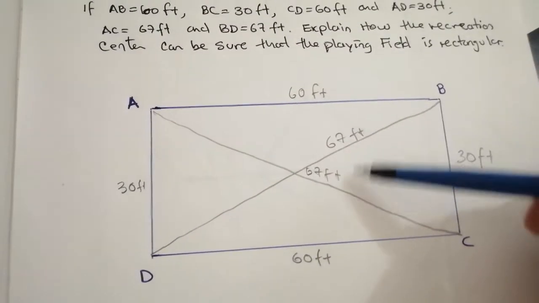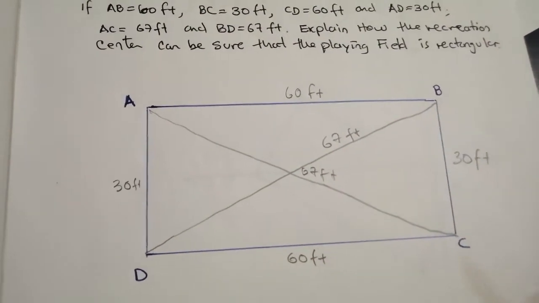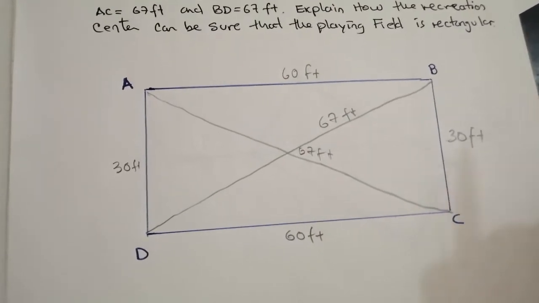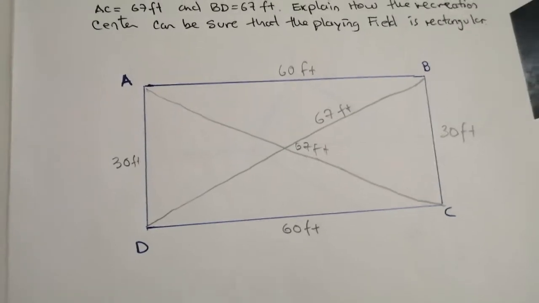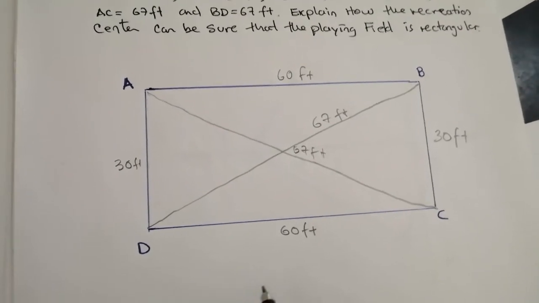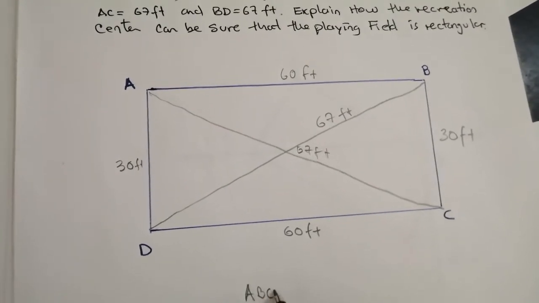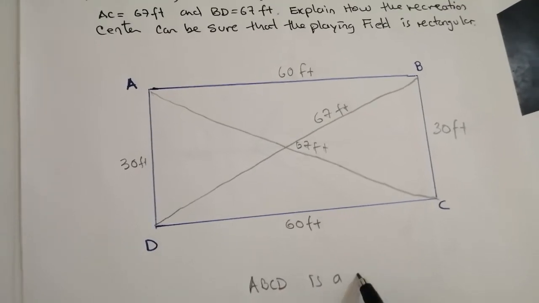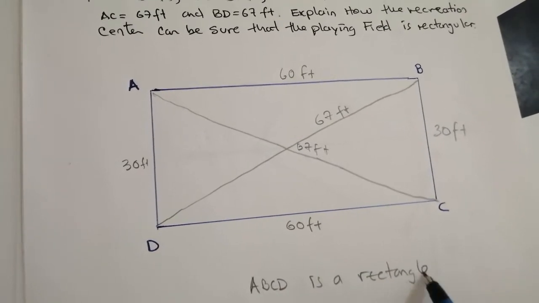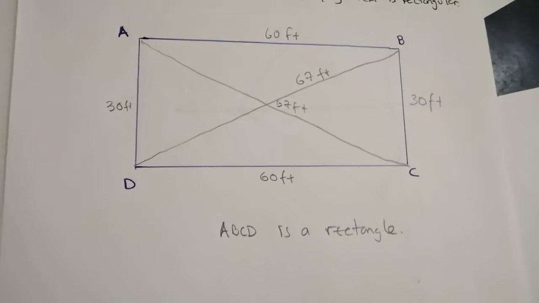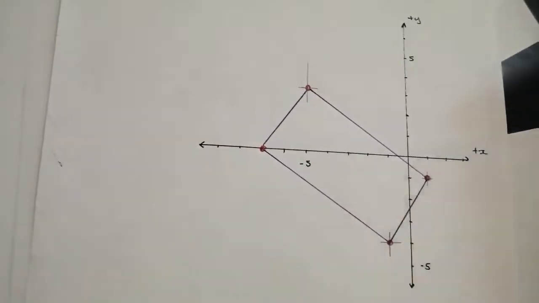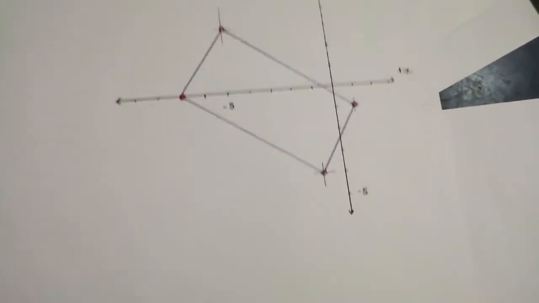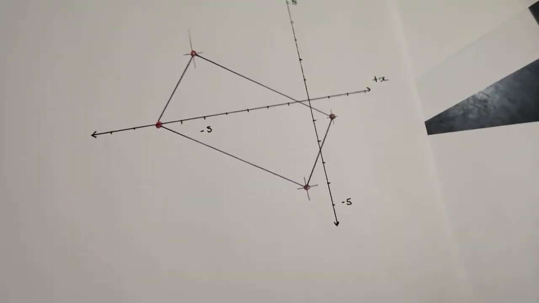So it fulfills one of the properties of rectangles that says that diagonals are congruent. Since they are congruent, we are sure that quadrilateral ABCD is a rectangle, because all of the properties are fulfilled in this problem.